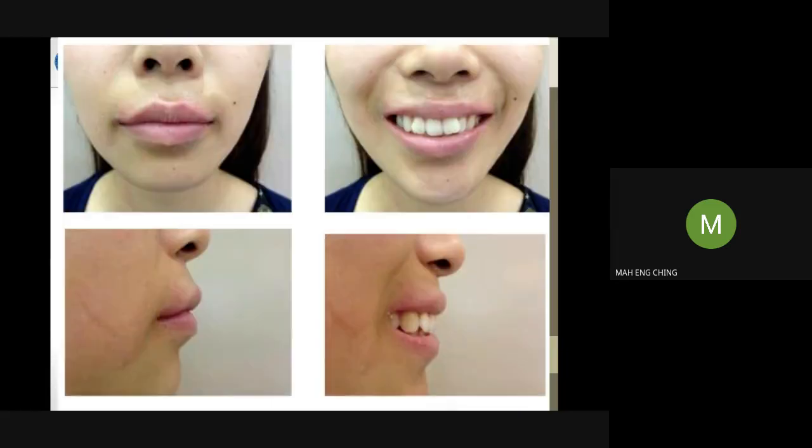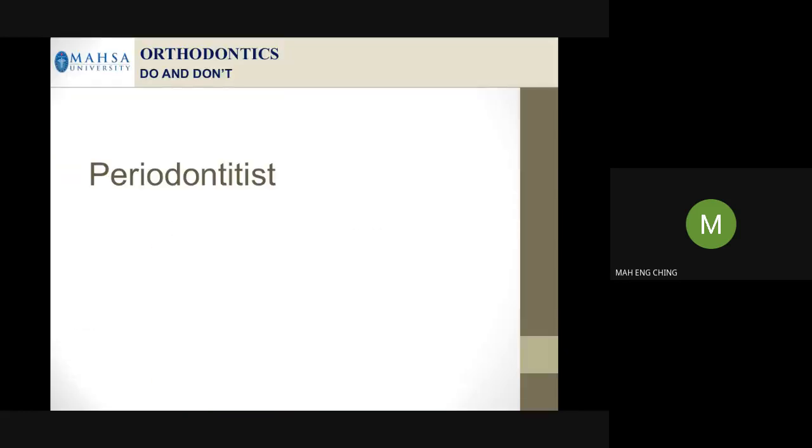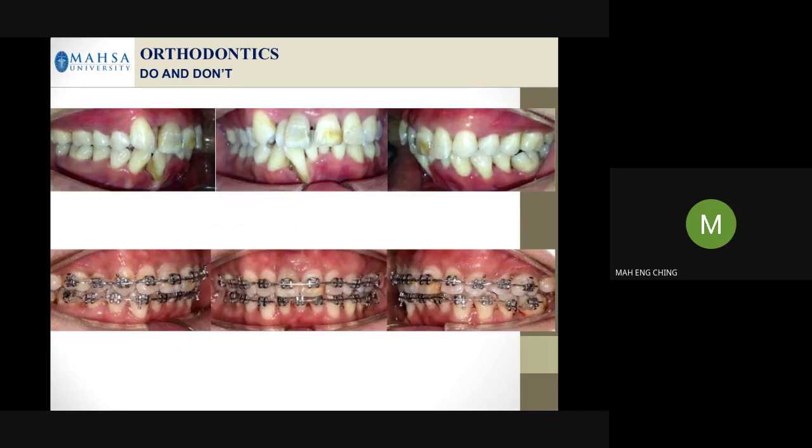Okay, this one, tipping. Okay, just now we talked about the center of resistance for the periodontally compromised patient. Then the center of resistance will move more apically. So this kind of patient, you have to be careful because if you apply heavy force, the tooth will rotate or the tooth will resorb. The root will resorb quite heavily.